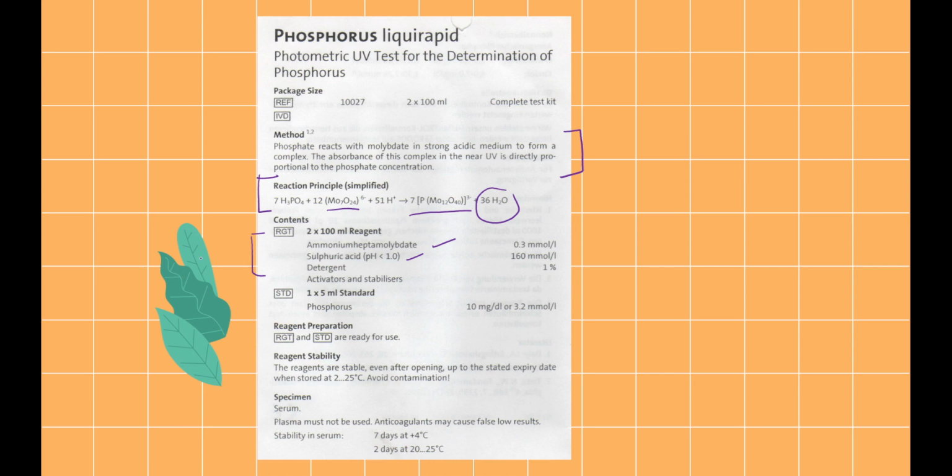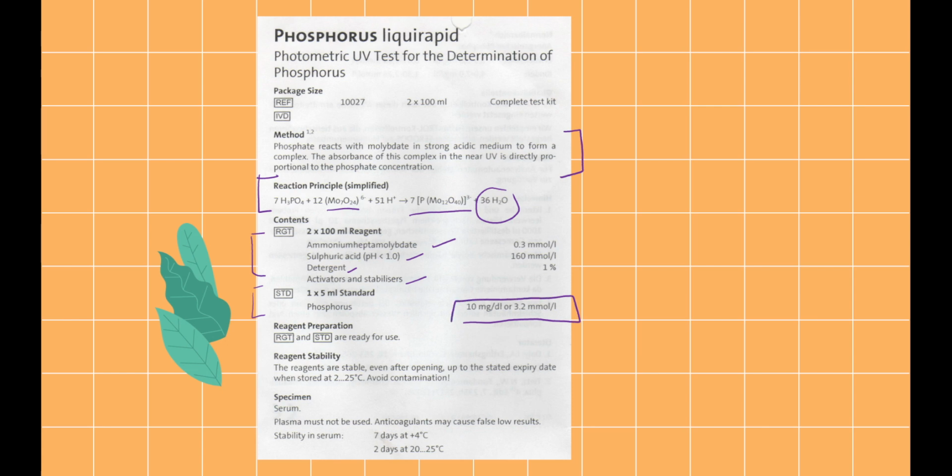Then for detergent, try to search the purpose of detergent being added in different assay methods. One of the things I found is that it could actually act as a buffer. And then you have your activators and stabilizers. So here is your standard with the specific concentration of your phosphorus.